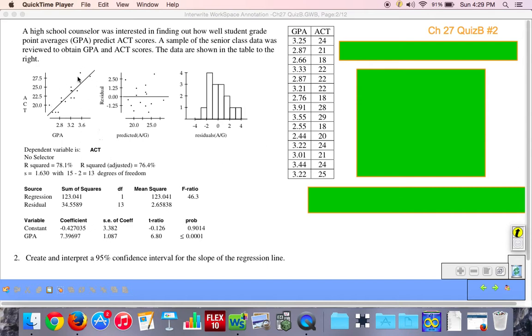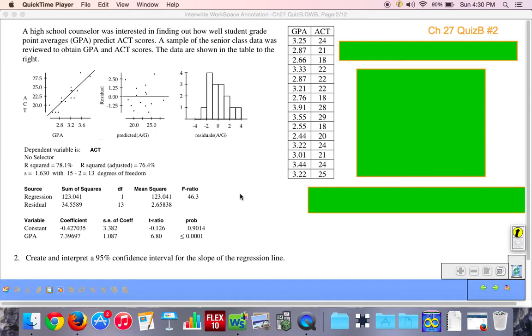Again, here's a graph of the scatter plot. Here's a graph of the residual plot. And here's a graph of the histogram for the residuals. This is the nearly normal condition that we need to meet. We learned about that in video 1. Here's our computer printout, and we're going to be using that printout to answer question number 2.